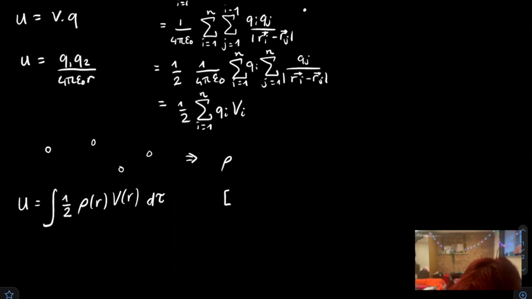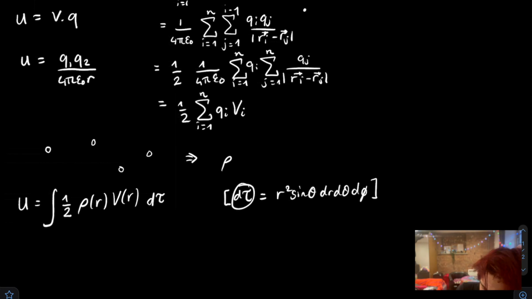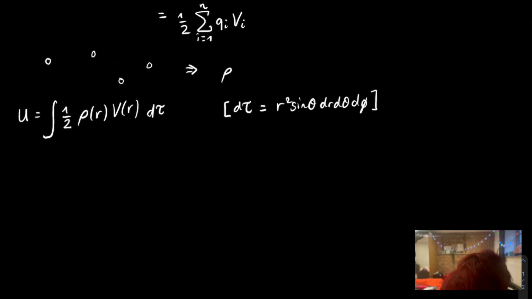Just as an aside, d tau, for example, in spherical coordinates would be something like r squared sine theta dr d theta d phi if we're dealing with a 3-dimensional integral. But essentially tau can represent anything, and it can represent any sort of dimensionality. But what did we say rho of r was in terms of the electric field? Well, we know from Gauss's law that the divergence of the electric field is simply equal to rho divided by epsilon naught.